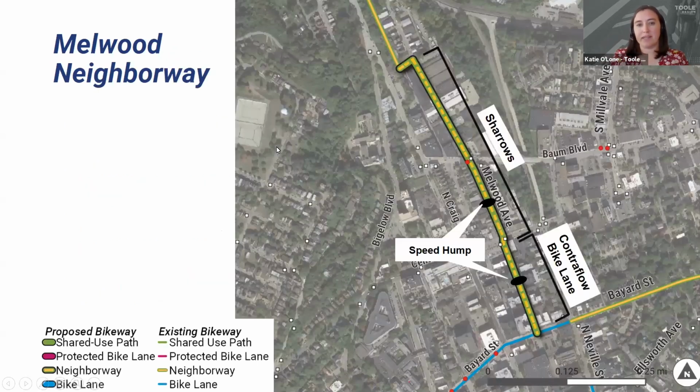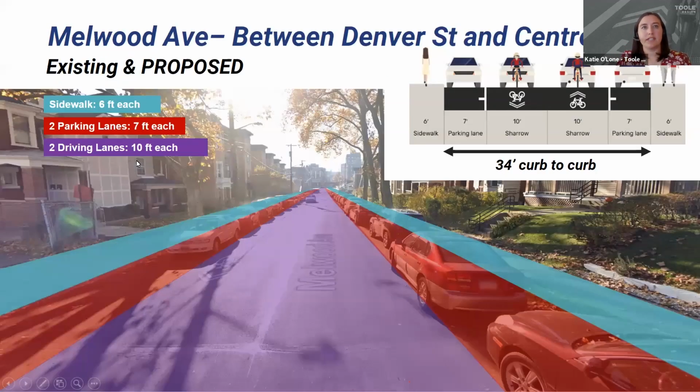You can go to the next slide, Panini. Thanks. So from Denver to Center, there are existing sharrows, or shared lane markings. Those will remain there. The only difference is adding a speed hump between Baum and Center. And then from Center to Bayard, we're proposing a contraflow bike lane in addition to one speed hump between Center and Bayard. I'm going to move to the next slide.